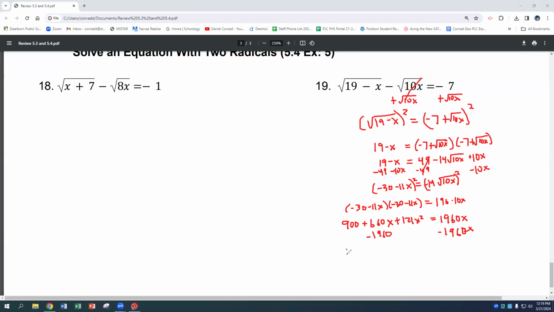Okay, I'm just going to rewrite it in the other order though. So 121x squared minus 1,300x plus 900 equals 0. Again, these numbers are huge. They're pretty outrageous. So I'm going to use the quadratic formula. I guess it's relative if a number is big or not.